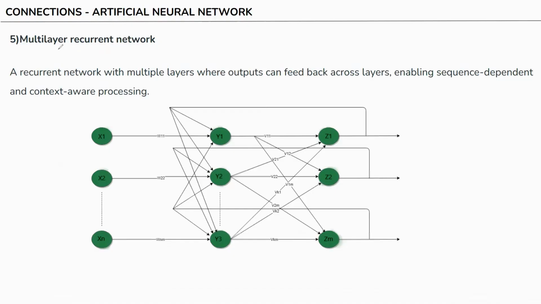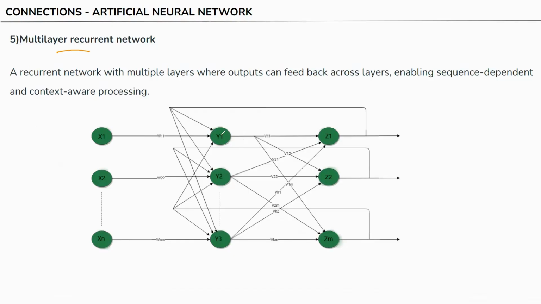So the fifth one is multi-layer recurrent network. A recurrent network with multiple layers where outputs can feed back across layers, enabling sequence-dependent and context-aware processing. So here, in the hidden layers as well as in the output layers, both layers can give the feedbacks to any of the layers present within the architecture.